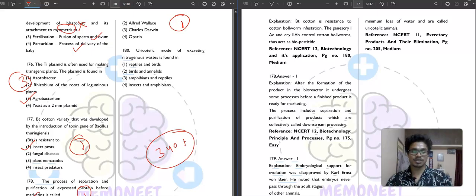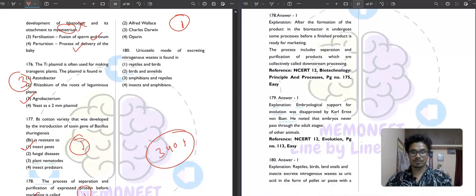And last question of this paper, let's do this. Uricotelic mode of excreting nitrogenous waste is found in reptiles. Uricotelic, uric acid. Reptiles and birds, birds and annelids, amphibians and reptiles, insects and amphibians. That is definitely reptiles and birds, the uric acid. The toxic one. Not that toxic one, sorry. Ammonia is the most toxic one. So first option is your correct answer.